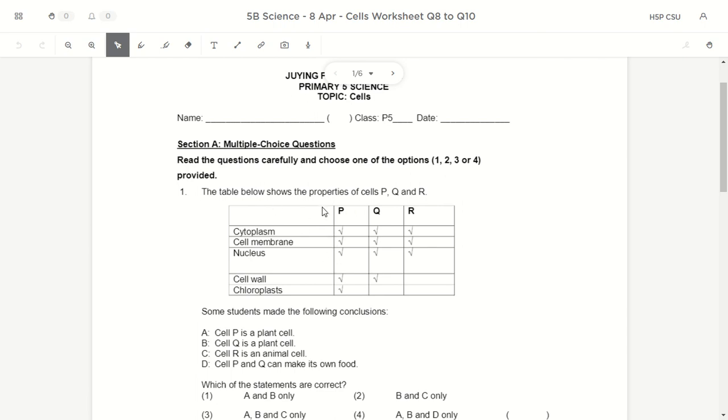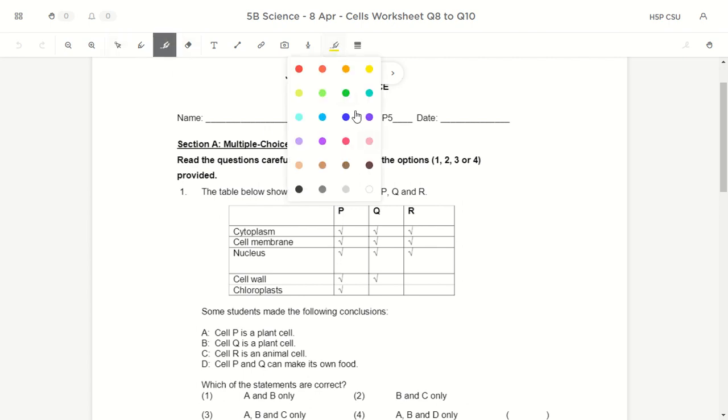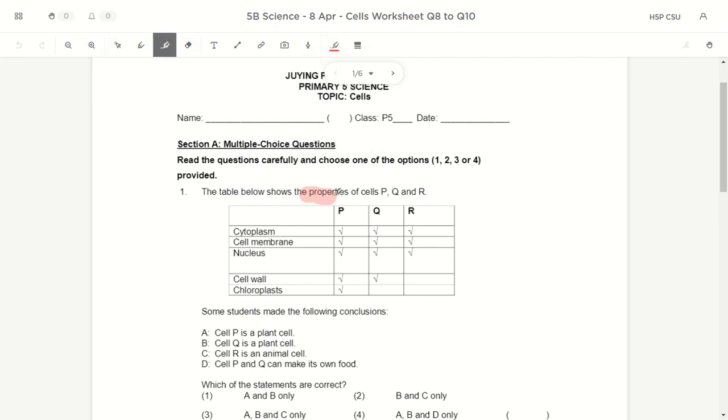Okay, question 1. The tables below show the properties of cells. Okay, it's more like the characteristics of cells. I think I will just change it. Make the change for me. Can you write there? It is actually the characteristics of cells P, Q, and R. Okay, it's not the properties of cells.